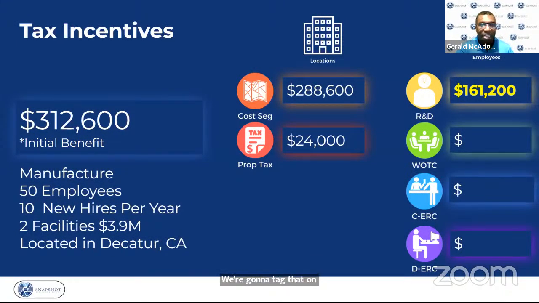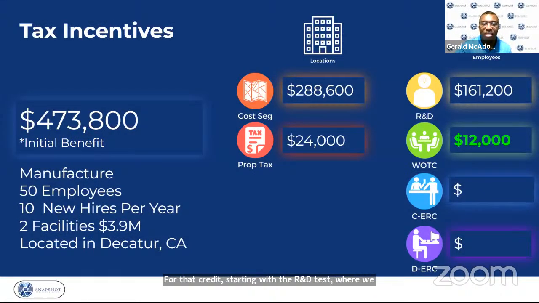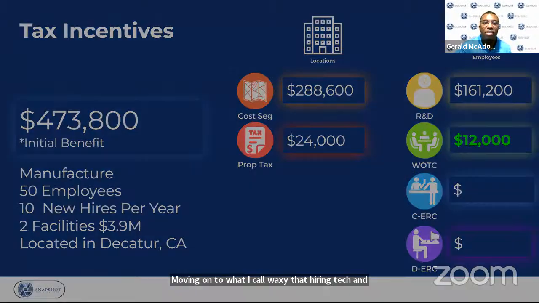On the employee side, we're going to look at their employees, not just the ones that work for them today, but the ones that have worked for them over the last 4 years. And for that credit, starting with the R&D tax credit we spoke about a few moments ago, $161,000, pretty decent in my mind. Moving on to what I call WOTC, that hiring tax incentive credit, about $12,000 a year.